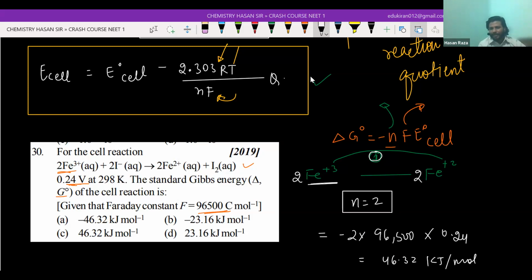Okay, for 1 Fe plus 3, it's obvious that the number of electrons transferred is 1. But there is 2 Fe plus 3. That's why it is 2.